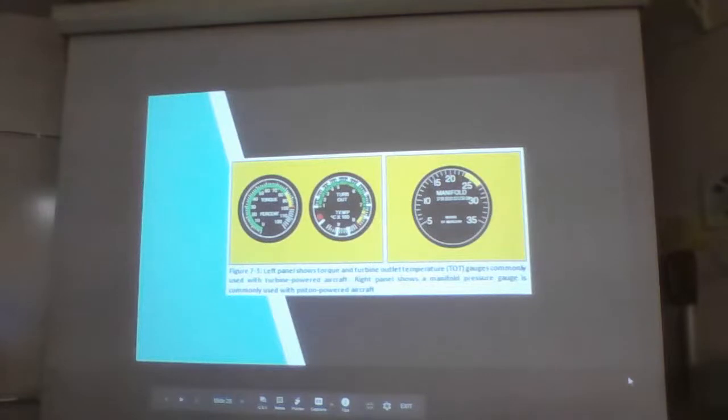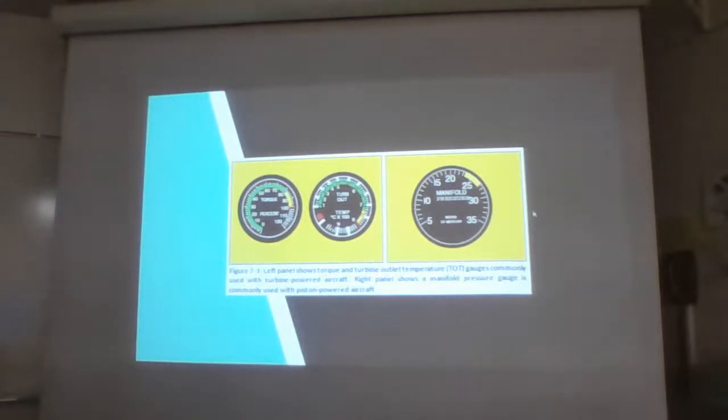This is also a good diagram, and this shows some of the differences between a manifold pressure gauge and some gauges that you'll see for a turbine aircraft. So over here we have our manifold pressure, just like we've been talking about, and we will discuss turbine aircraft indicators in a later lecture. Today we're focusing on manifold pressure, but I want to introduce you guys to the fact that there are some different instruments when it comes to turbine and reciprocating aircraft.